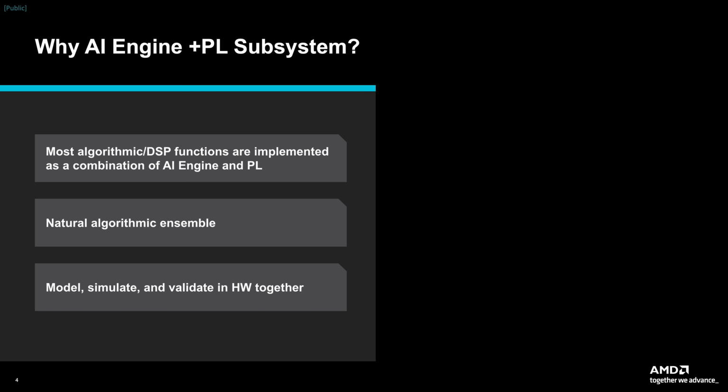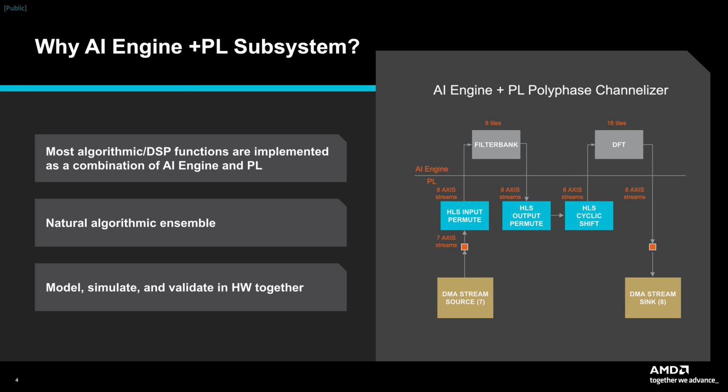The utility of a subsystem consisting of AI engine and PL components rather than only AI engine components may not be clear at first. This diagram of a polyphase channelizer offers an explanation. Some functions are best implemented in the PL, whereas others are a better fit for AI engine tiles. Having an ensemble of PL and AI engine functions results in a more efficient design in this case. Furthermore, the AMD Vitis subsystem allows the entire polyphase channelizer to be modeled and tested as a single entity, instead of being limited to only testing these functions in their individual domains.